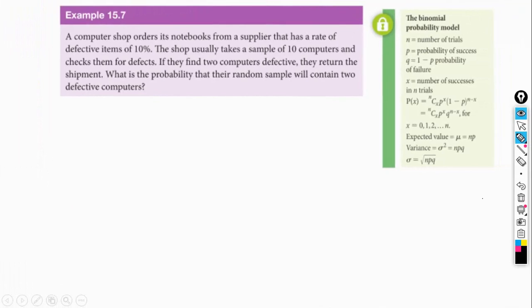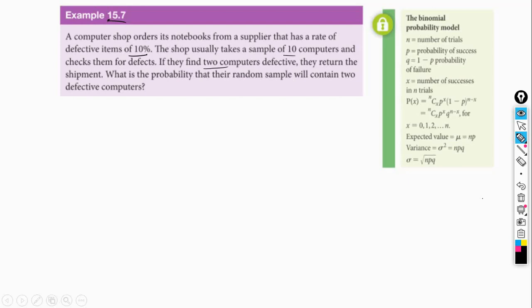So we continue with example 15.7, and it says, a computer shop orders its notebooks from a supplier that has a rate of defective items of 10%. The shop usually takes a sample of 10 computers and checks them for defects. If they find 2 computers defective, they return the shipment. What is the probability that their random sample will contain 2 defective computers?